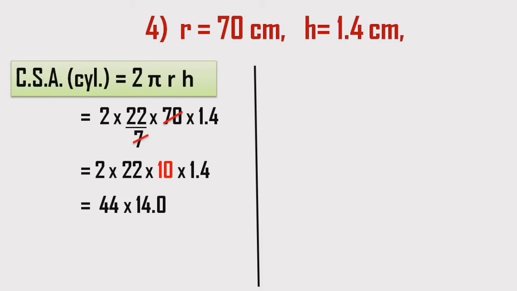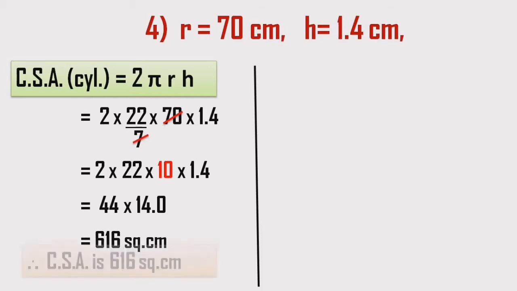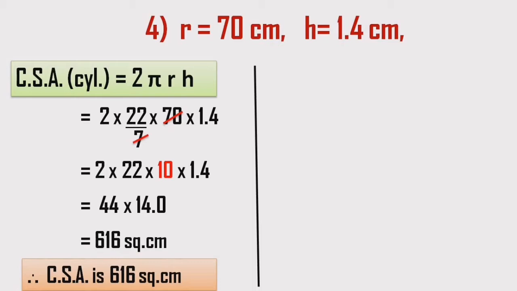We have to give the decimal point after one digit, but that digit must be counted from the right side. Now we have two numbers, 44 into 14. That results in 616. Do not forget to give the unit and write the final answer. That is, the CSA of the cylinder is 616 square centimeter.